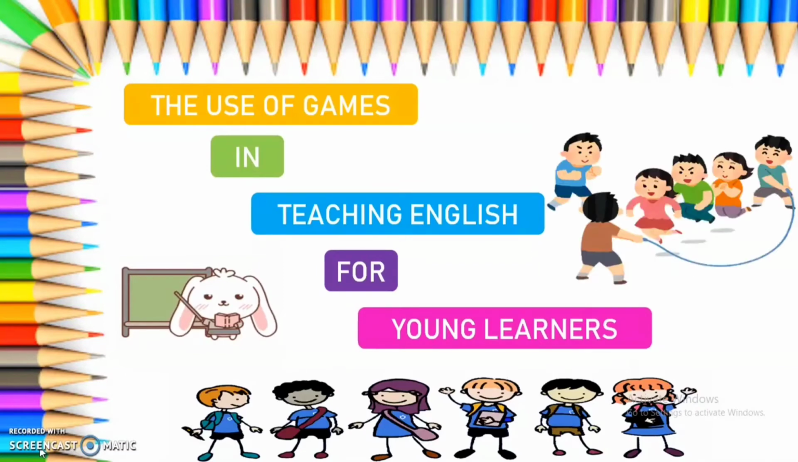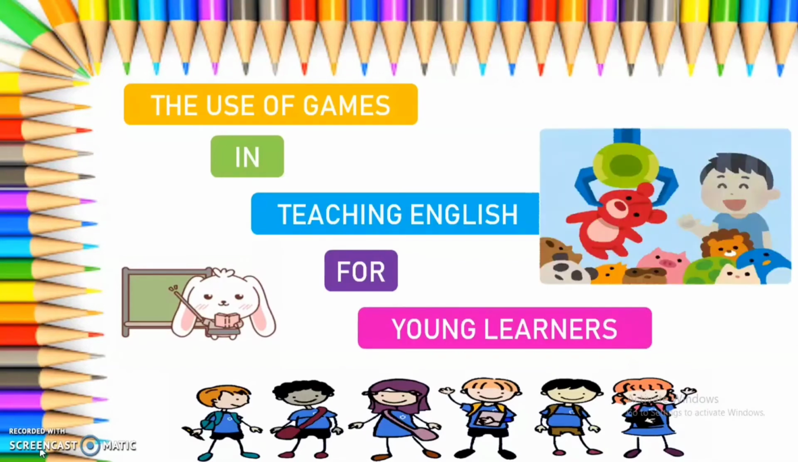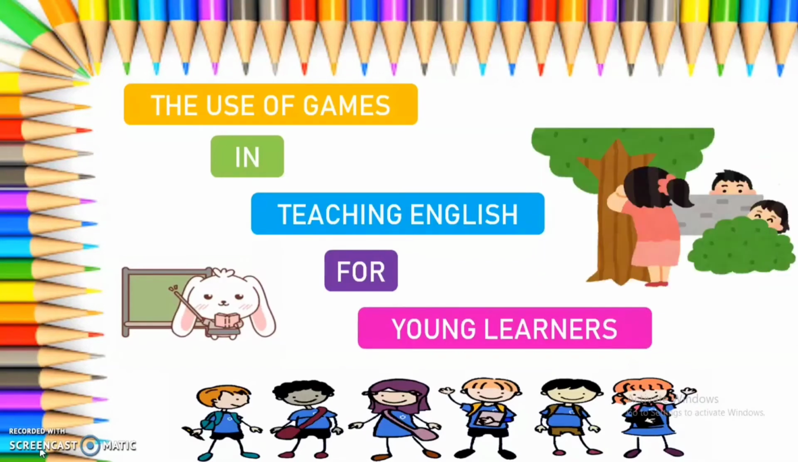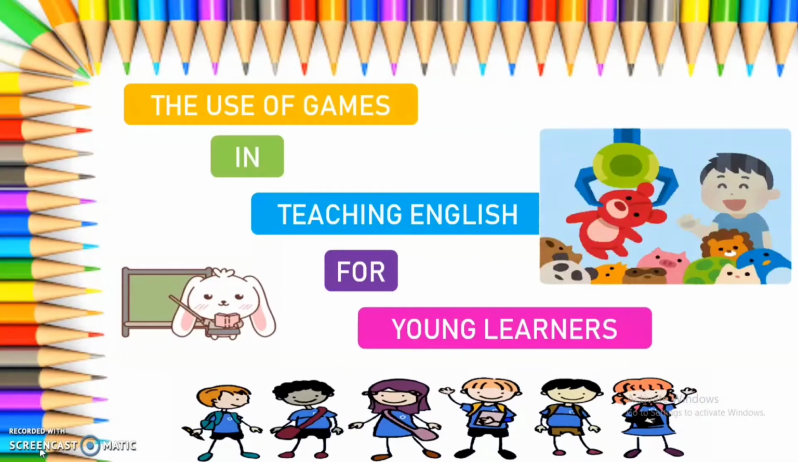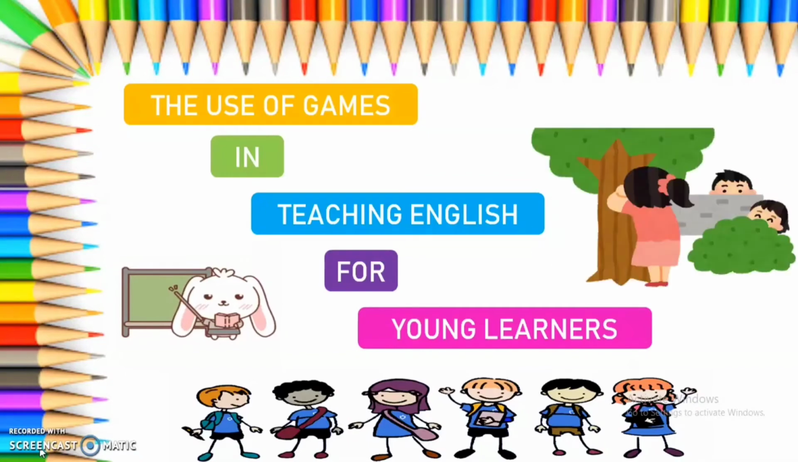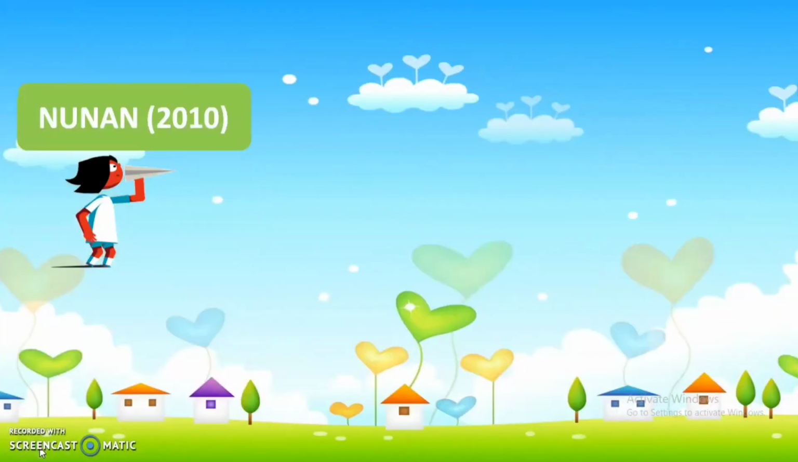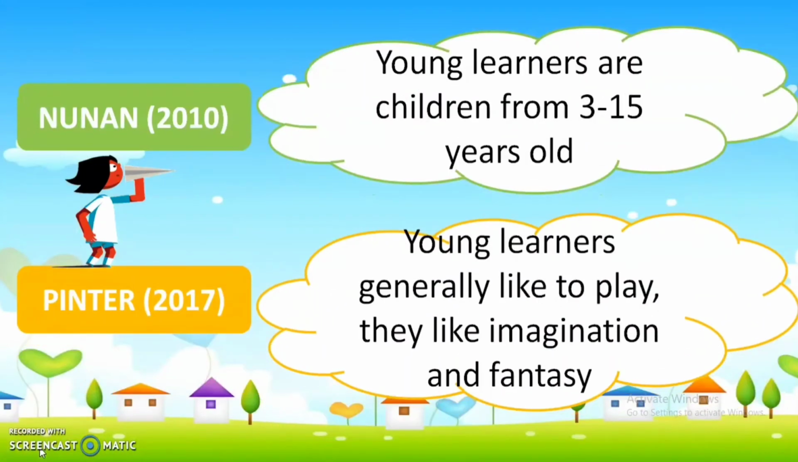Game is one of the learning media that is very suitable and effective to use when teaching young learners. Why can game be used to teach children? Let's look at the definition of the expert. Noonan in 2010 states that young learners are children from 3 until 15 years old. Winter in 2017 states that young learners generally like to play, they like imagination and fantasy.